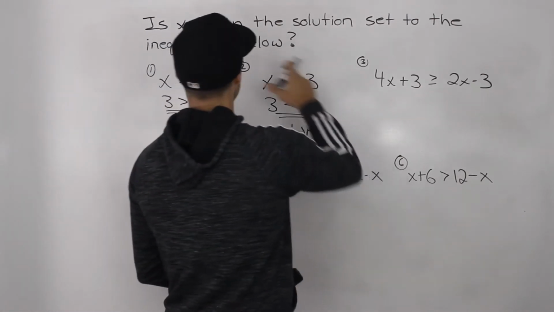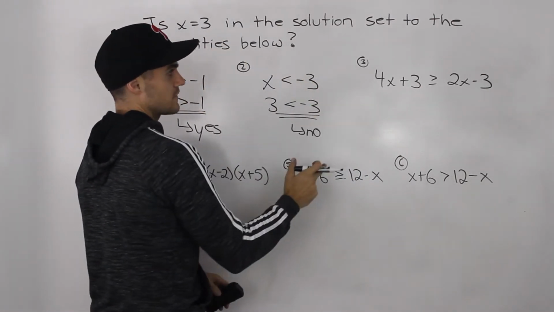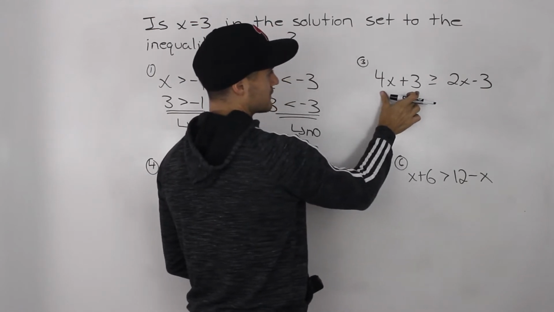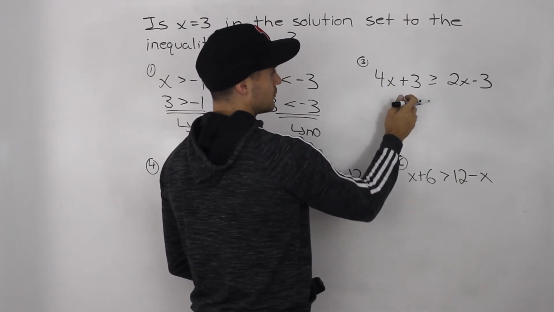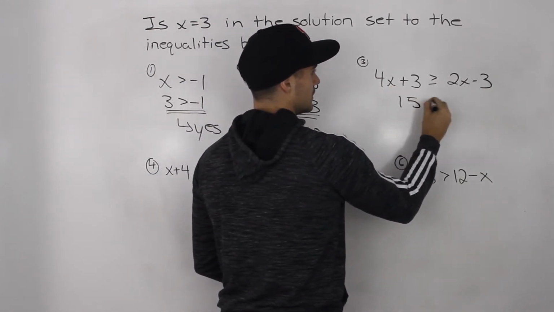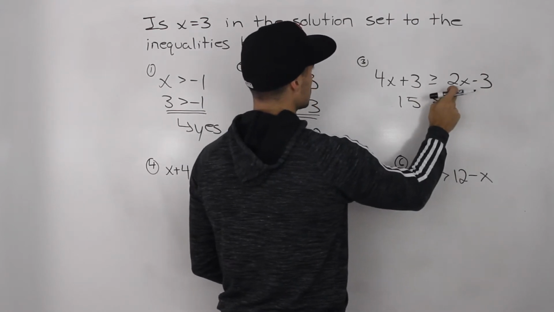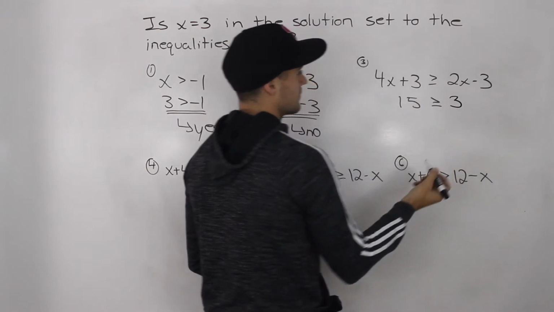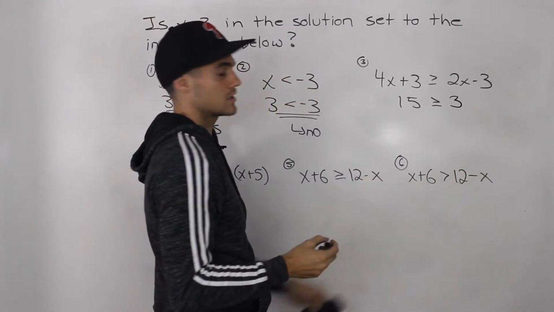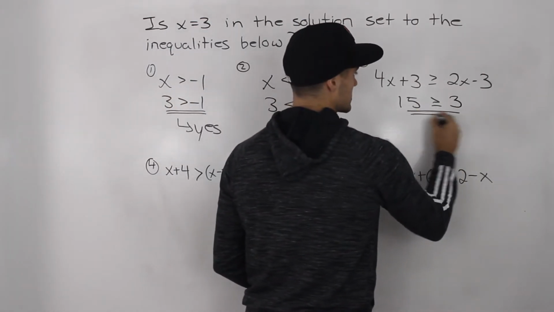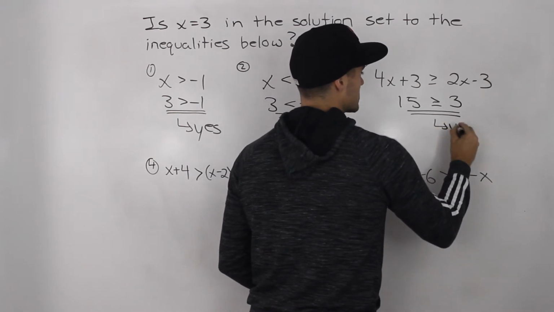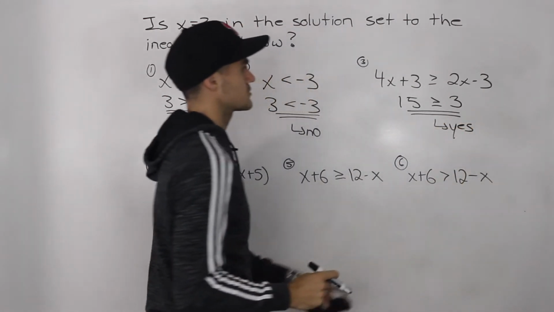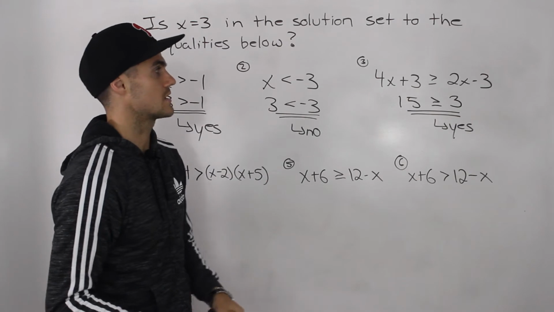For this one, if we plug in 3 for the x values, on the left side, 4 times 3, 12, plus 3 is 15. Greater than or equal to 2 times 3 is 6, minus 3 is 3. Is 15 greater than or equal to 3? Yes, it is. That makes sense. So x equals 3 is in this solution set.